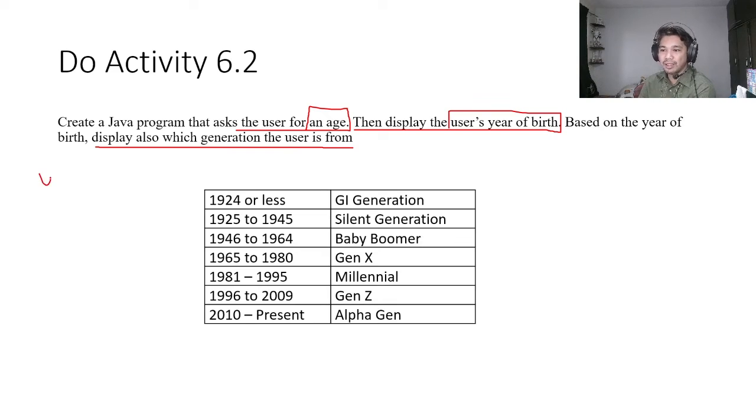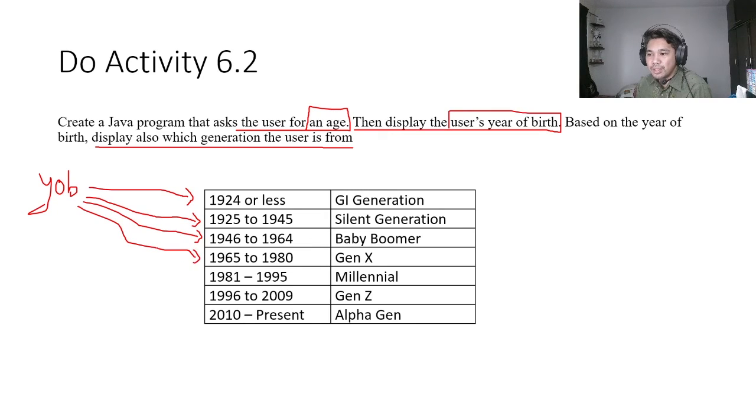So, that year of birth will be compared to the different numbers. Since dalawang values ang pinagkukumpara, a hint na mabibigay ko sa inyo is you have to use the logical AND operator. Kapag nag-true, i-display nyo lang anong generation siya. Okay? So that's it. I hope you will be able to do this activity.